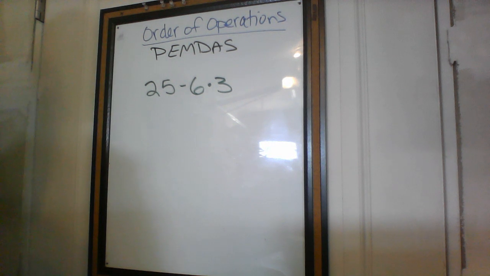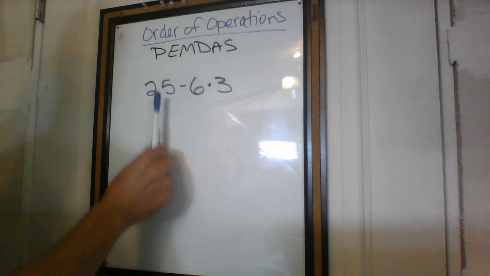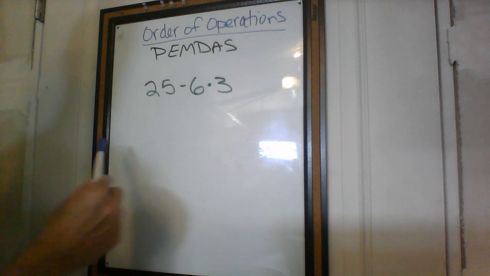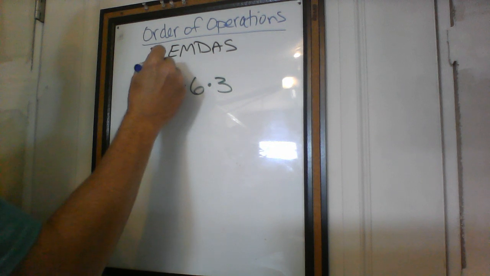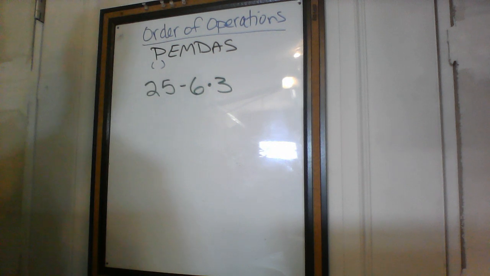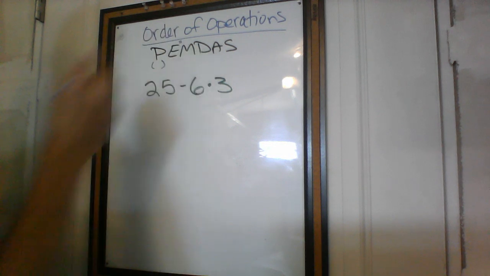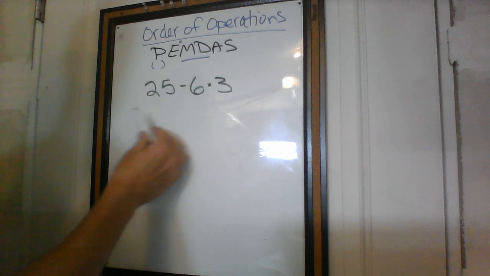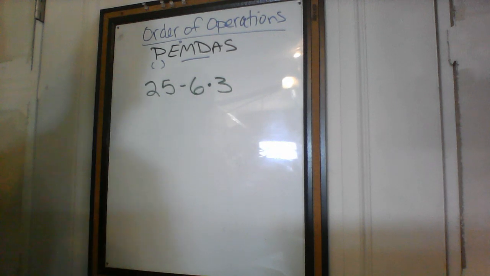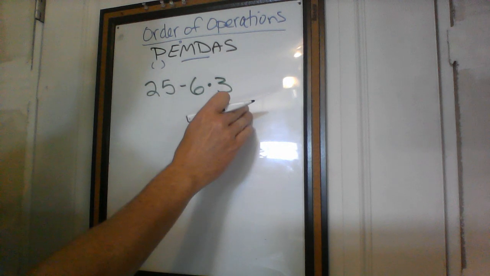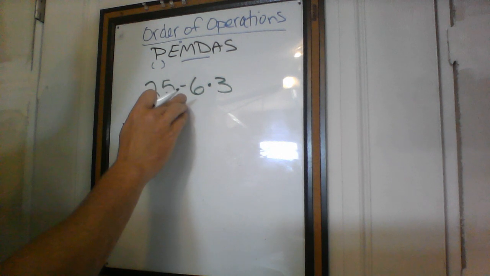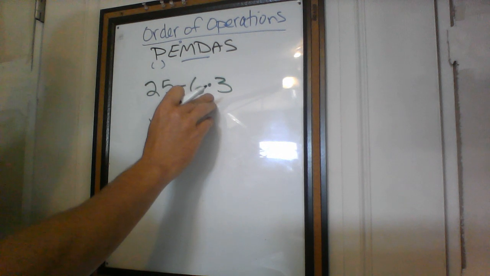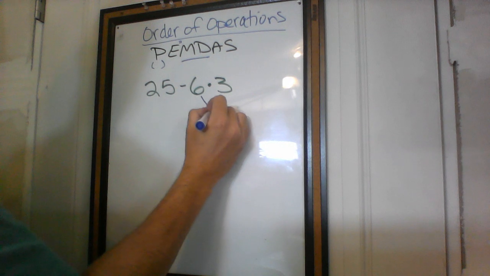So as we look at this one, we are going to start with looking, do we have parentheses? Remember parentheses? No parentheses. Do we have any exponents? Nope, we don't have any exponents. Multiply and divide go together. Do we have any multiplication or division? Boom, right there. So we're going to start left to right. Yes, we multiply. So we're going to take care of that first.